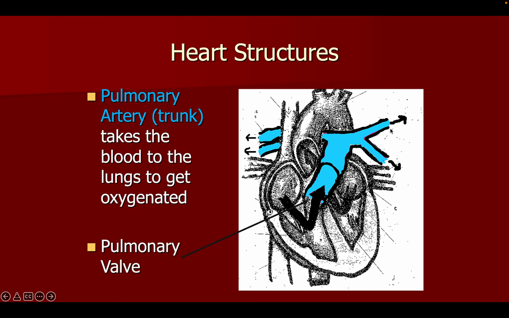Deoxygenated blood goes to the lungs to be supplied with oxygen. It leaves the right ventricle via the pulmonary valve. It can't go backwards. So we're going to the lungs from the right ventricle. It's got to be pulmonary, lungs, pulmonary valve.